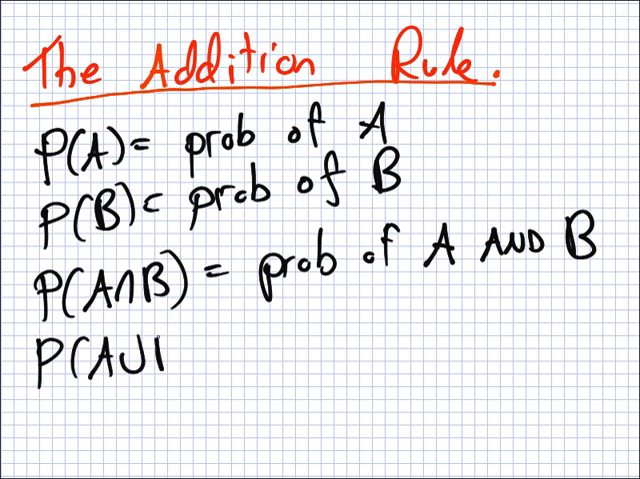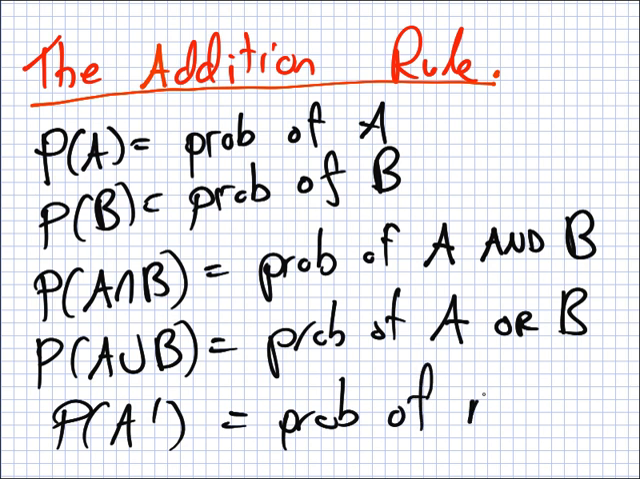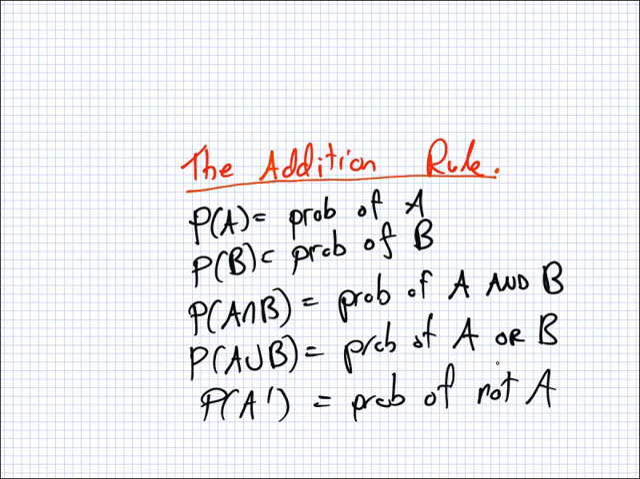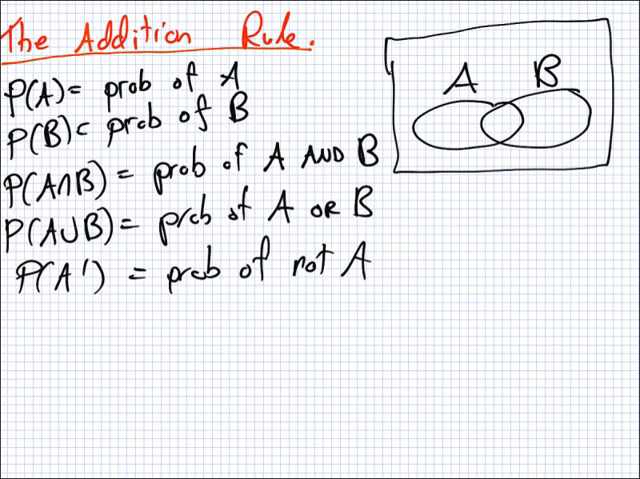And this here, that's the probability of A or B. And this here? Probability of not A. So you could use Venn diagrams here to come up with a couple of rules. So let's just represent this here. There's event A and there's event B. And if I write here 0.1, that means the probability of A and B happening together is 0.1. That would be a simple example for you.